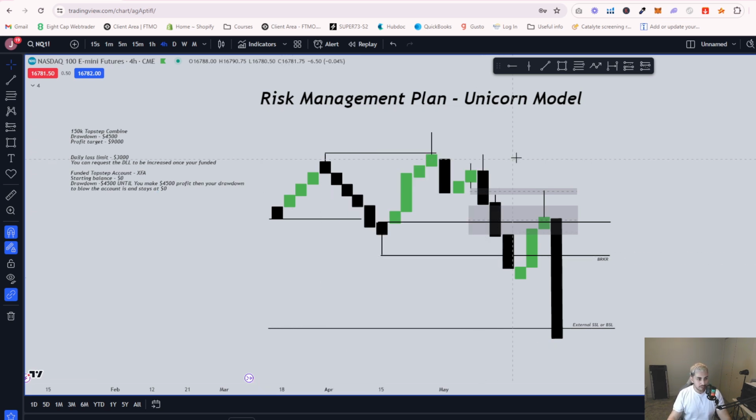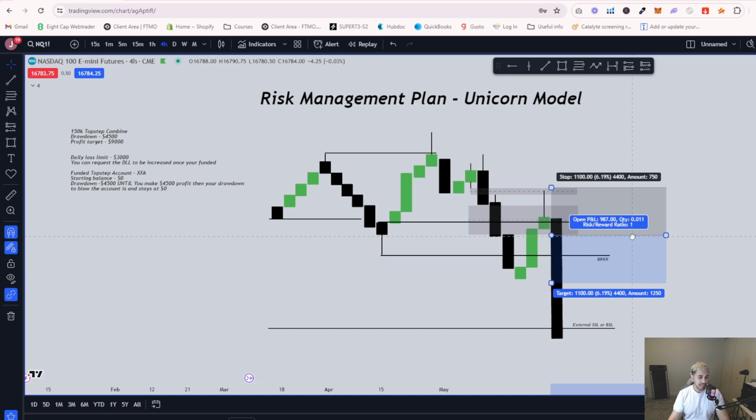Now, with the unicorn model, again, guys, the risk to reward on the unicorn model is going to be different for every single situation. Right here, I have an illustration, and I'm going to show you guys what this looks like and what type of trading risk management plan you should follow, depending if it's a 1-to-1 or how you can start to increase risk once you get that funded account and get your drawdown up. So let's go ahead and take out the short position tool.